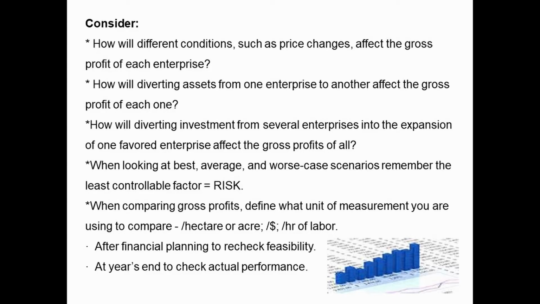When looking at best, average, and worst case scenarios, remember least controllable factors. These are the things we consider risk to that enterprise. And when comparing gross profits, determine what unit of measurement you will use to compare: hectares, acres, labor hours, or money.